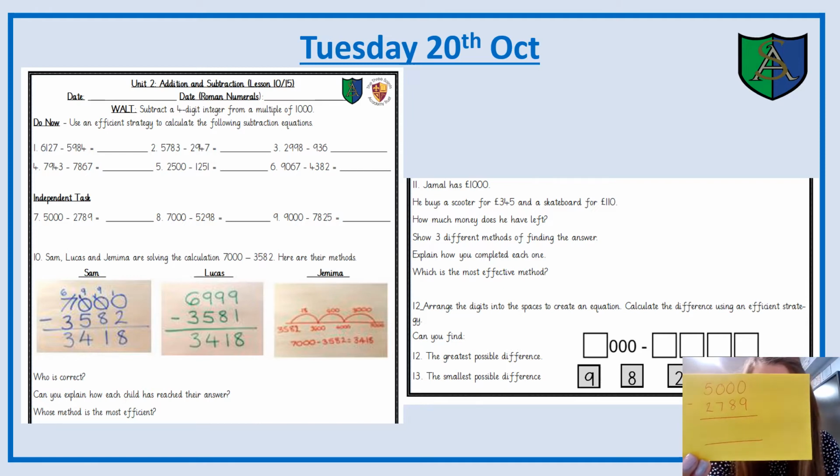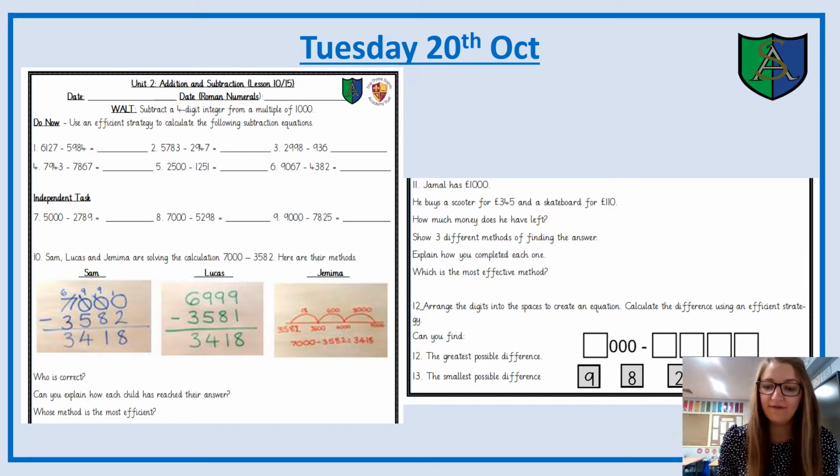I'm starting off with my ones column. 0 take away 9. Well, I can't do that because it would be a negative. Can I knock next door and exchange in my tens column? No, because there's a 0. Can I go next door into my hundreds column and exchange from there? No, because it's a 0. So I would have to go all the way over to the 5 in my thousands column, which causes a bit of a problem. Some of you will be confident in doing that and all of that regrouping. However, it's not necessarily the most efficient method.